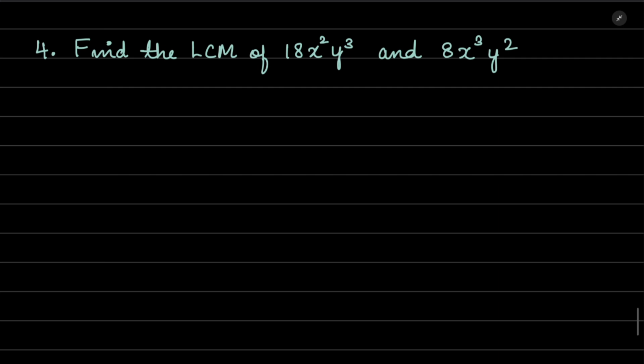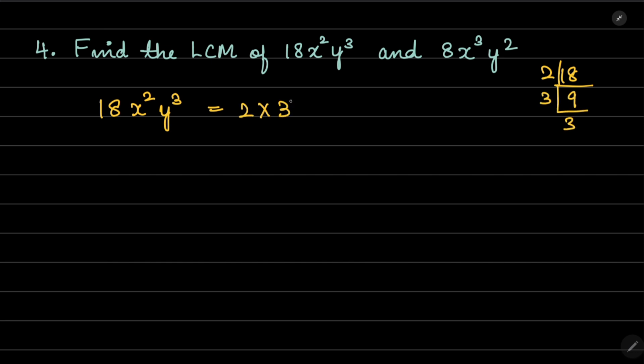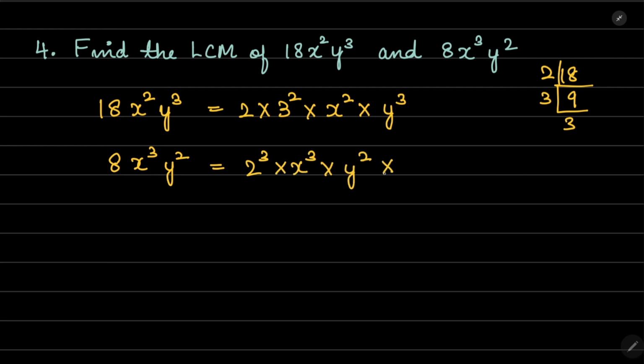Find the LCM of, very easy, 18x square y cube and 8x cube y square. So for 18x square y cube, let's do the prime factorization of 18. So 2, 9, again 3, 3. So 2 multiplied by 3 square is the prime factorization of 18. And then you have x square and then you have y cube. For 8x cube y square, I will write 8 as 2 cube multiplied by x cube multiplied by y square multiplied by 3 to the power 0. I just want to make the powers equal.